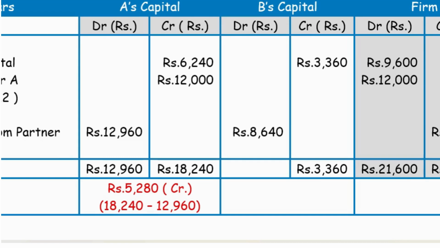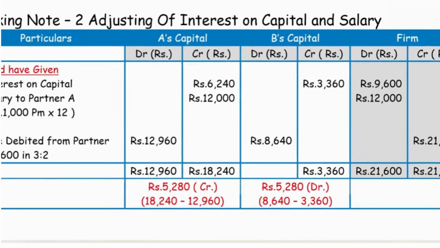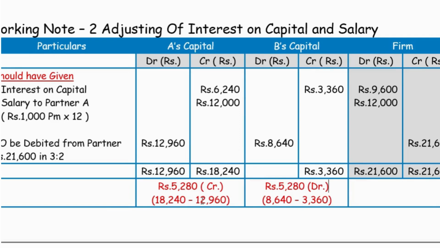And in case of partner B, he has to give rupees 8,640 to the firm, and he is supposed to receive only 3,360. In this case, he has to pay back the money to the firm. That is, the difference amount is rupees 5,280. This is the amount partner B has to give, so it is debited to his account. Now we have consolidated the interest on capital and the partner's salary account, and we found out the adjusting entry. B has to be debited and A has to be credited.